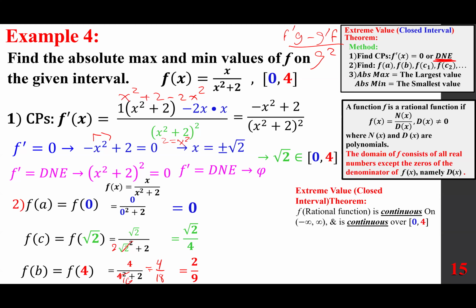Now, I hope you recognize this is larger than this. If you don't, you can go with a decimal representation. So this is absolute max, and this is absolute min. So you are going to write absolute maximum is square root of 2 over 4, roughly 0.35 at this pair, square root of 2 comma square root of 2 over 4. Absolute minimum is 0 at 0 comma 0.